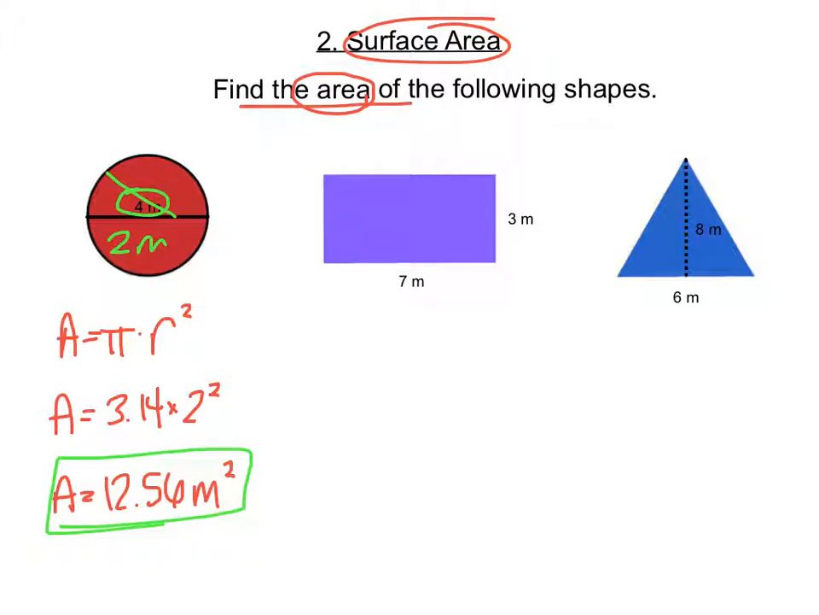Next, we have a rectangle. The area of a rectangle is simply length times width. So we're going to have 7 times 3, or 21 square meters.